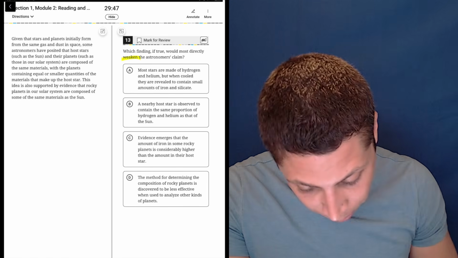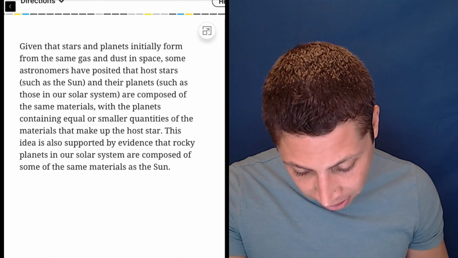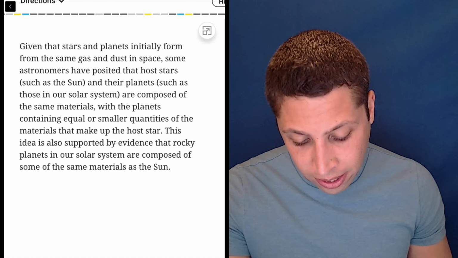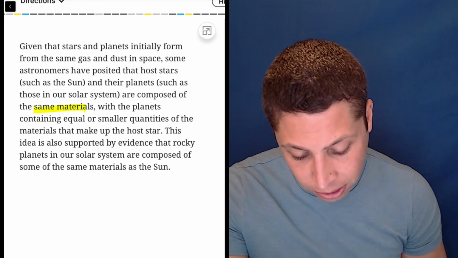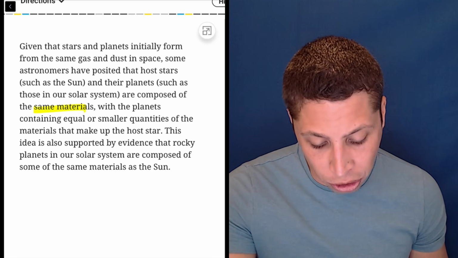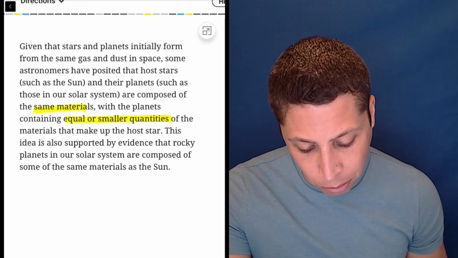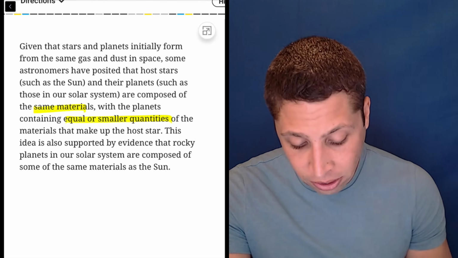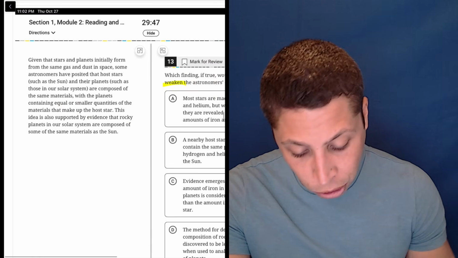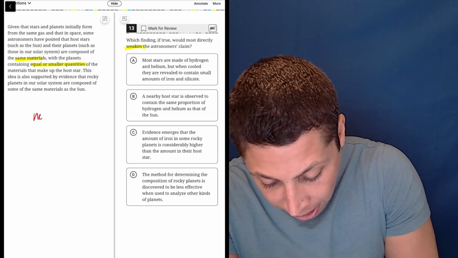Weaken the astronomer's claim. Okay, what is the astronomer's claim? Given that stars and planets initially form from the same gas and dust in space, some astronomers have posited that host stars such as the Sun and their planets such as those in our solar system are composed of the same materials, with the planets containing equal or smaller quantities of the materials that make up the host star. This idea is also supported by evidence that rocky planets in our solar system are composed of some of the same materials as the Sun. So they're saying there's evidence of the same materials in equal or smaller quantities. Okay, so what would weaken that? Let's just take a guess. They're not the same.